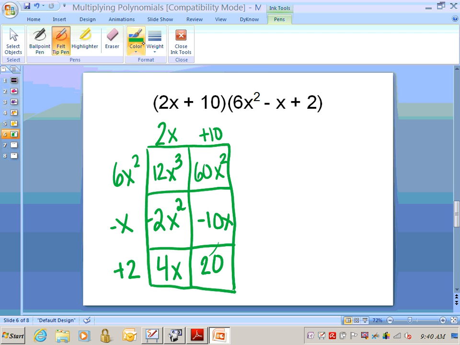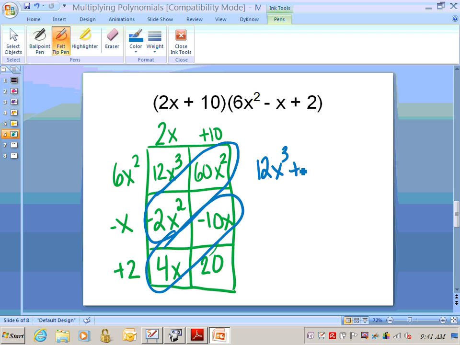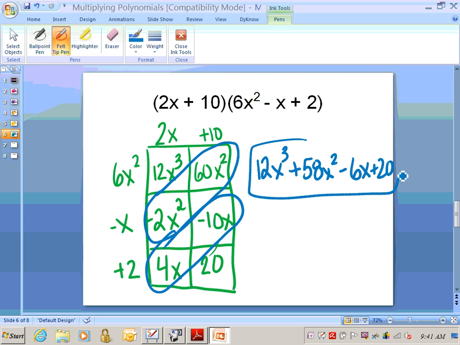All right. Now, which terms can we combine? 60x squared. Very good. And what else? Negative 10x. Good. So what would my final answer be? 12x cubed plus 58x squared. Whoa, plus. Okay, minus 8x, or 6x. Oh, yeah, plus 20. Plus 20. Good. So there would be our area. That one's easy? Okay.